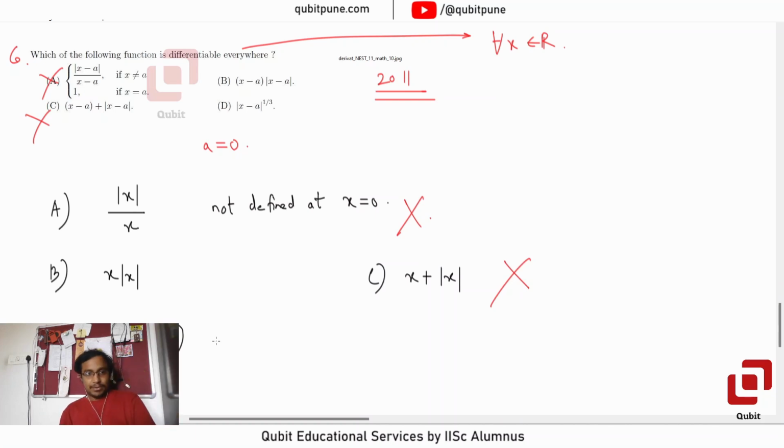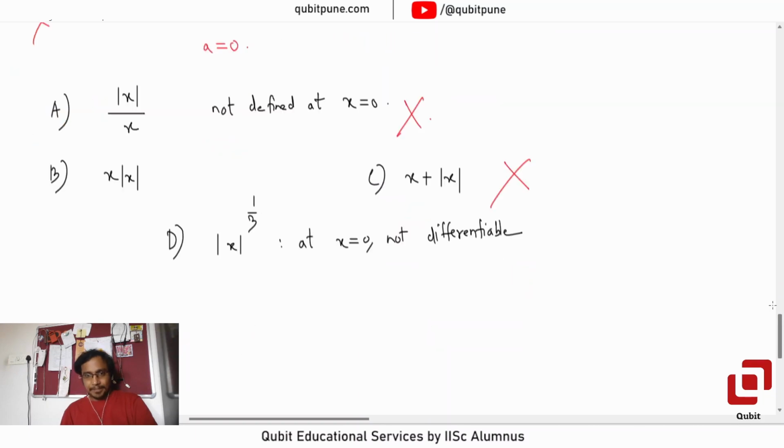Let's come to D. I know B is right, but I just want to see whether mod x raised to 1 upon 3 is right. Now see, even this can't be differentiable because the inner function is mod x, so it is bound to be not differentiable at 0. But let's dig deeper.